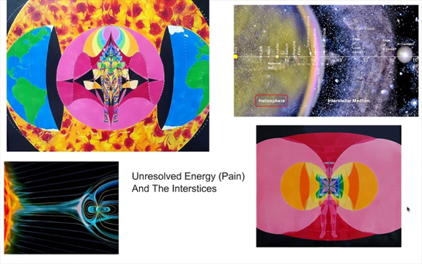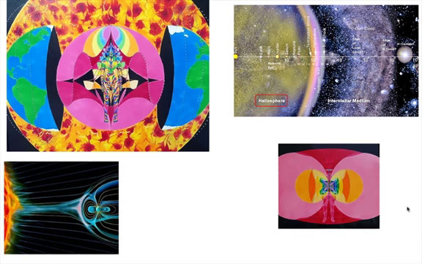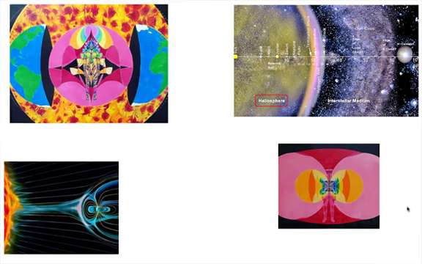This is part 2 of the lesson about the sun's senses, but this continues the topic about unresolved energy or pain and the interstices. Now, first of all, what do I mean when I refer to the interstices? And it is time for me to go back to this very basic shape that I have drawn in my artwork and in the teachings for this course over and over and over.